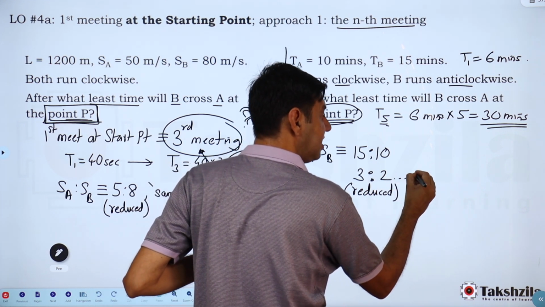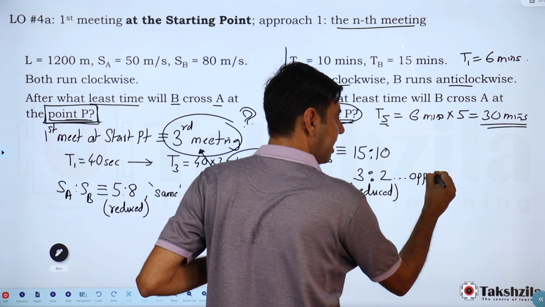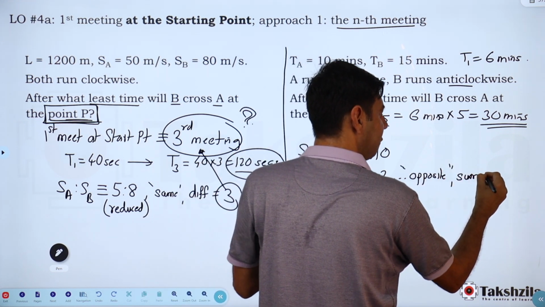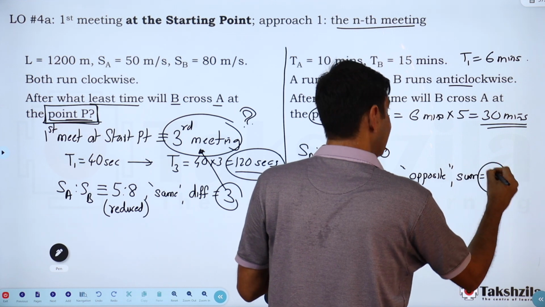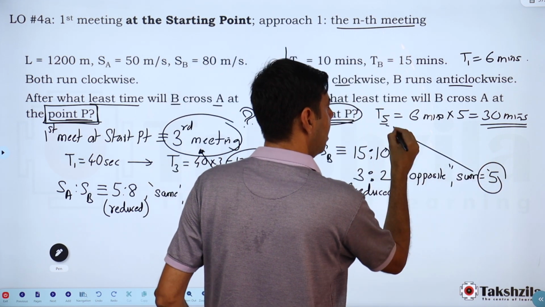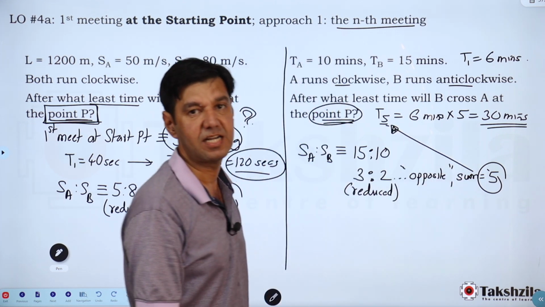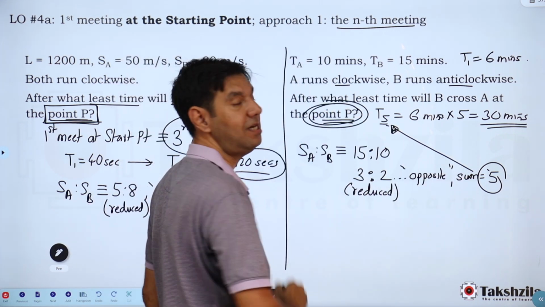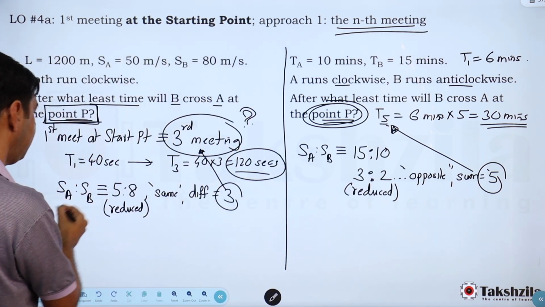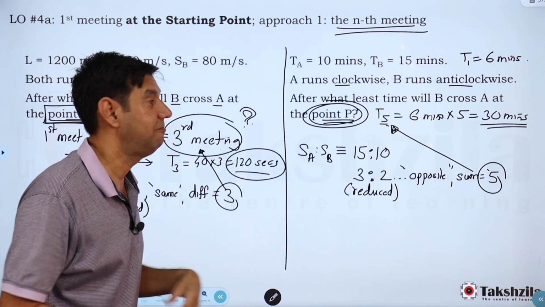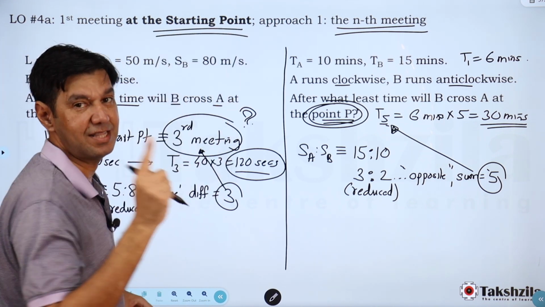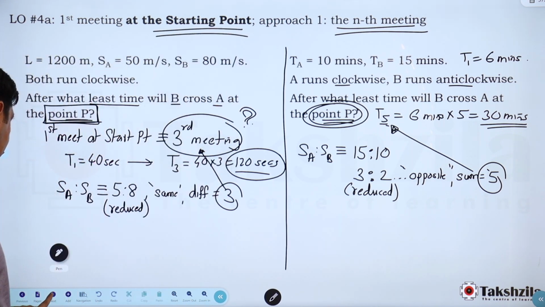And from here, since they are running in opposite direction, this time we will take the sum of these two numbers. So that is 5. And this 5 tells me it is the fifth meeting. The fifth meeting is going to happen at the start point. So which meeting? We found it using the ratio of speeds. We will stress this point again. But there are some more learnings about the meeting at the starting point, so keep a watch for that.